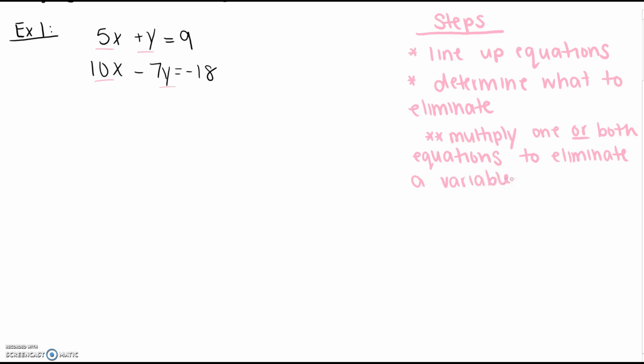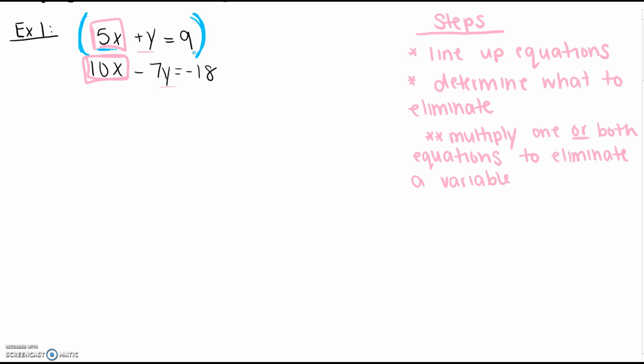So what I mean by that is we're going to look at our equations and say, okay, do we want to eliminate x or y? Let's say x just because. I've got a 5x and I've got a 10x. So how could I make these two be exactly the same? Well, if I want to make them the same, I could change this 5 to a 10. How could I make that 5 a 10? By multiplying this equation by 2.